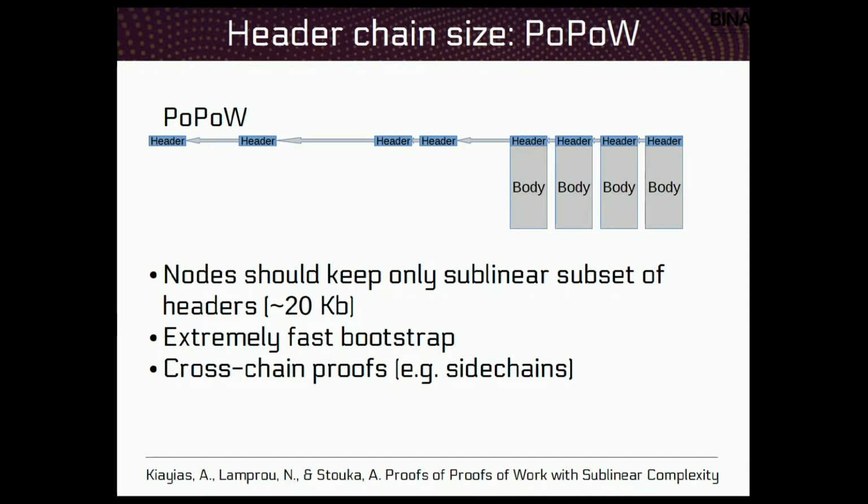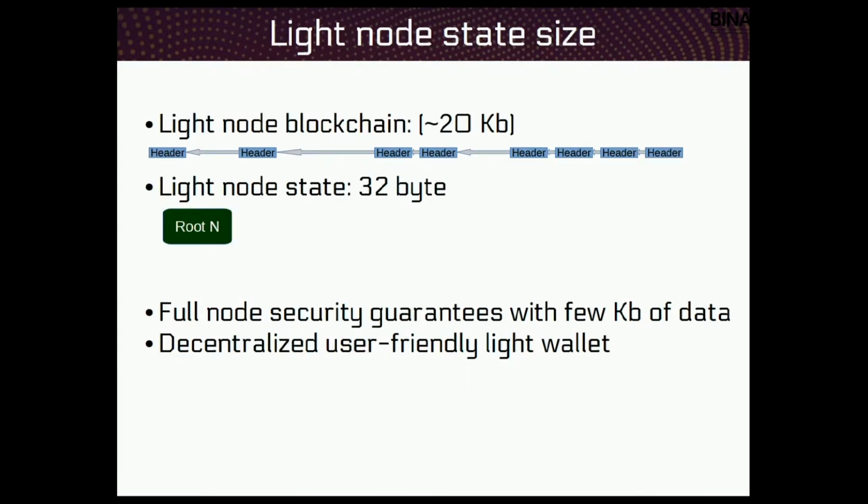It's important for side chains because if you are in chain A and you have chain B, you can put some proof that there were transactions in chain B. If you're in one chain, you can prove that something happened in another chain. This allows side chains, protocols, and so on. And thus, we have full node security guarantees with just a few kilobytes of data on a light node, and I hope this will allow us to build user-friendly decentralized wallets. Nobody should use web wallets or something like this.